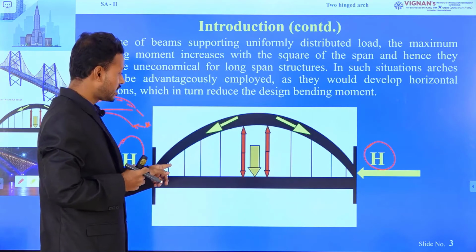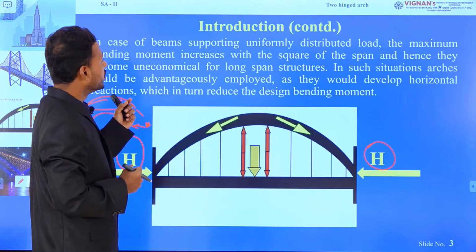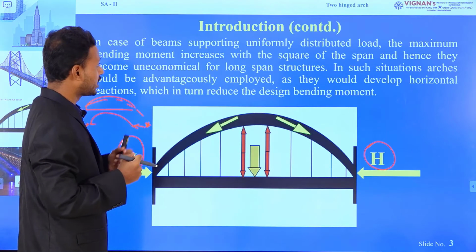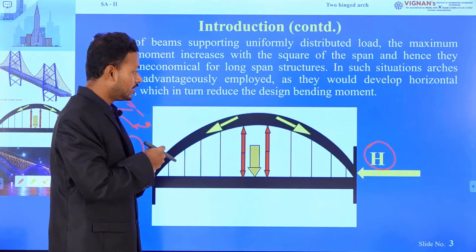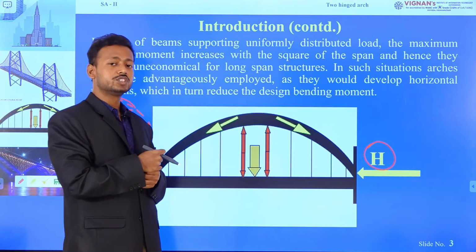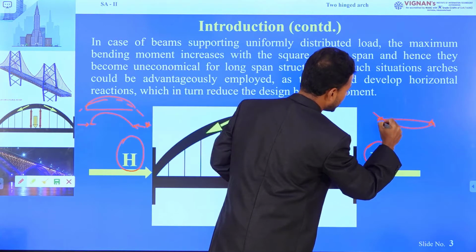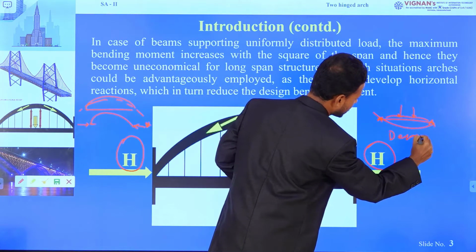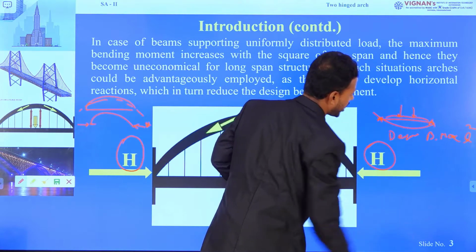Now, in case of beam supported with uniformly distributed load, maximum bending moment increases with square of span. As I have explained in the earlier slide, the beam structure is subjected to any types of load and eventually it gets deflected due to the load, and the design bending moment increases with the square of span.